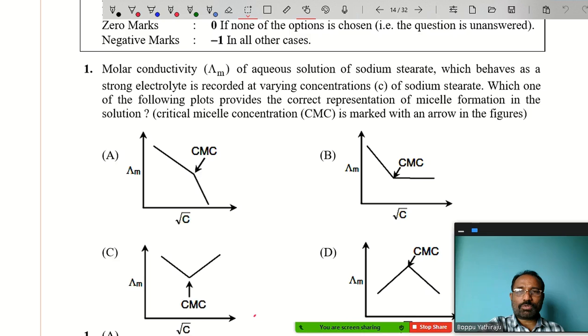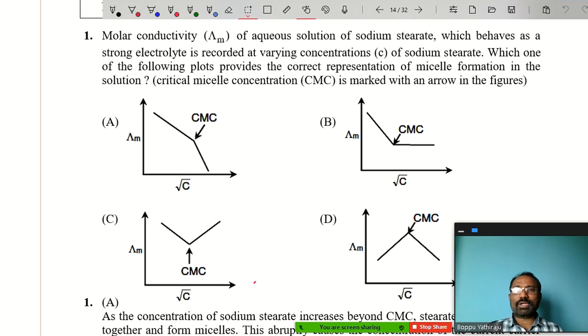Just see question number 1. Molar conductivity of aqueous solution of sodium stearate, which behaves as a strong electrolyte, is recorded at varying concentrations of sodium stearate. Which one of the following plots provides the correct representation of micelle formation in the solution? Here, this question is from electrochemistry, but this matter belongs to surface chemistry.